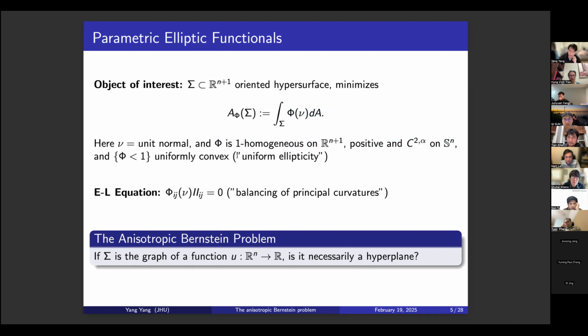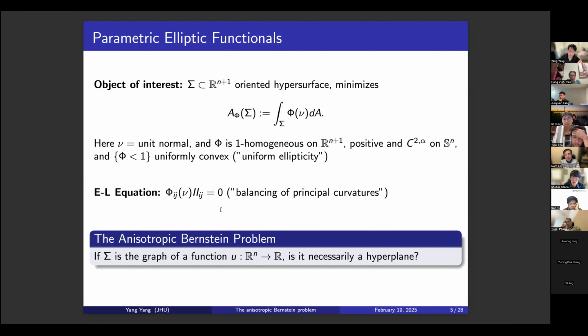And the reason is regarded as uniform ellipticity. I think it's easy to see when you look at an equation that the critical point of this function satisfies... So if you take the first variation of this functional, you look at this Euler-Lagrange equation, which will be the second derivative of phi. You take the trace with the second fundamental form of the surface, and this is 0.